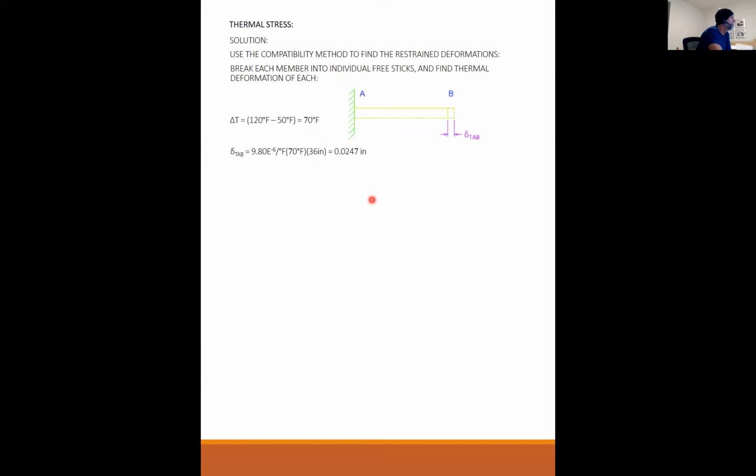I'm a little confused. Somebody wants me to stab somebody? No, it's just the delta TAB. It looks like stab. Oh. Okay, good. I didn't want any violence here.